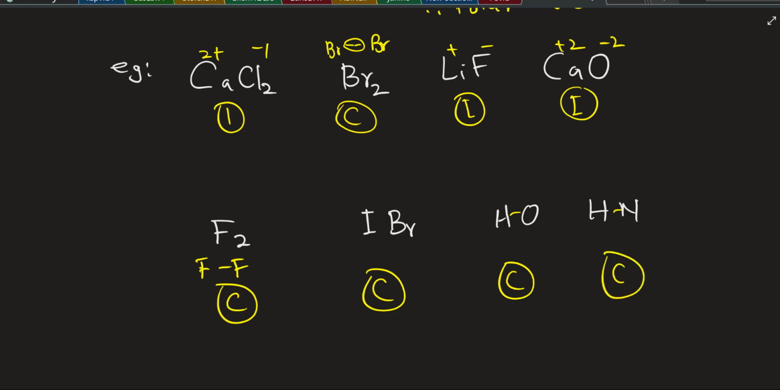Now, bromine is non-polar because it's the same kind of atoms, right? Of course, the ionic ones are plus and minus, but look at the same kind of atoms in fluorine, non-polar. IBr, different types, polar. HO, different types, polar. NO, different types, polar.